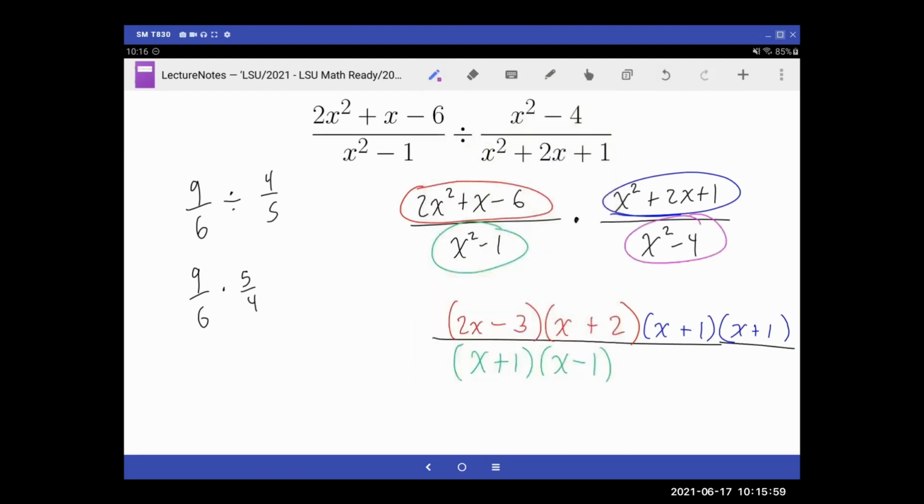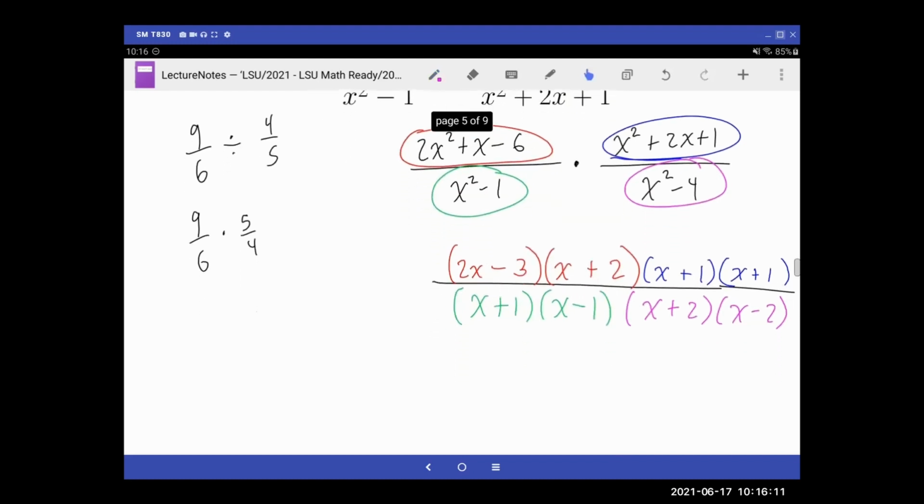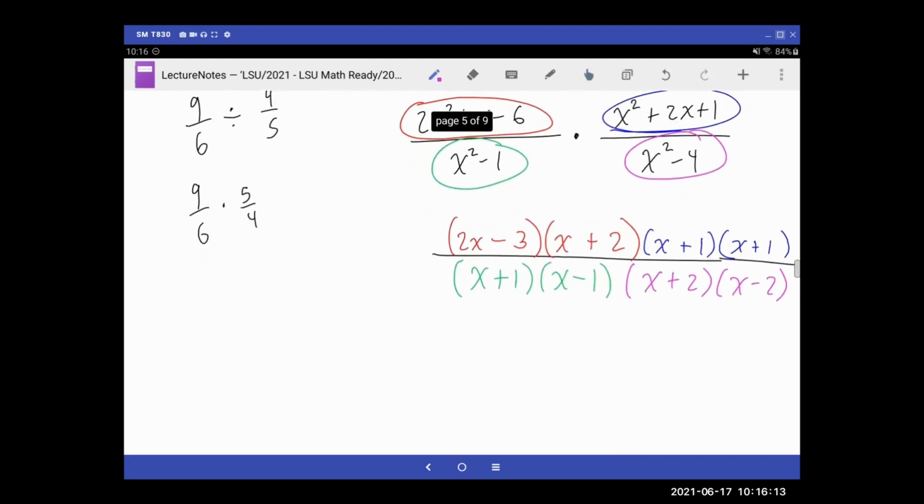And then x squared minus 4, difference of squares again. So x plus 2, x minus 2. Okay, a lot of factoring going on. All right, so now the fun part is to go through and see what cancels out.